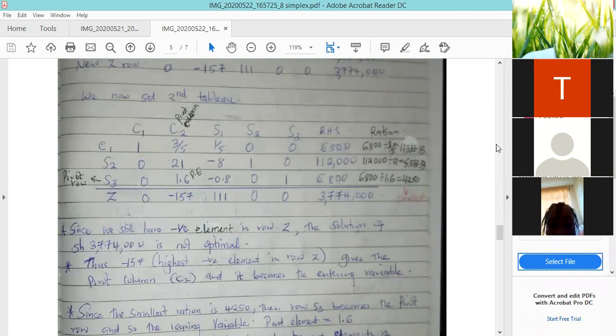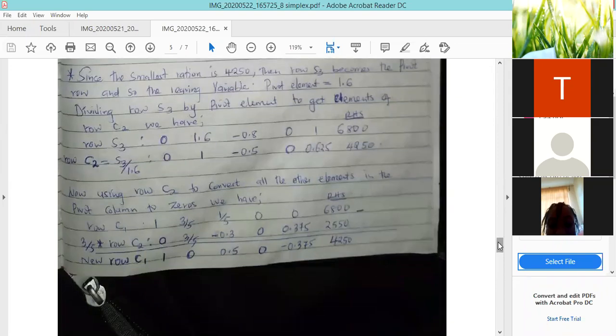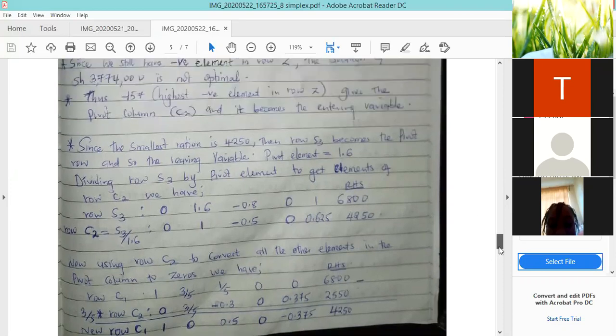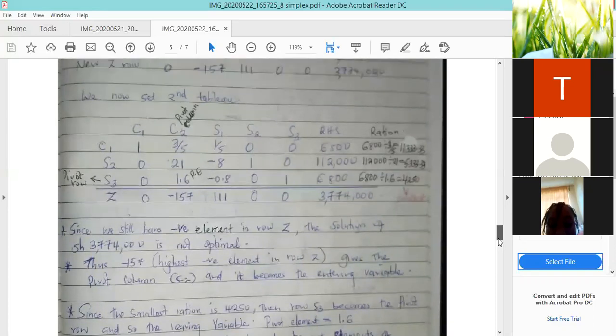So we now divide our S3 row by that corresponding pivot element all through, and we have got the new elements that constitute the row C2, where the C2 now will be sitting rowwise as our entering variable. The question is, if we were to go back to our second table, are the elements in the other rows alongside the pivot column zeros? No. So what do we do? We convert these 3 over 5, the 21 here, and the minus 157 all to be zeros.